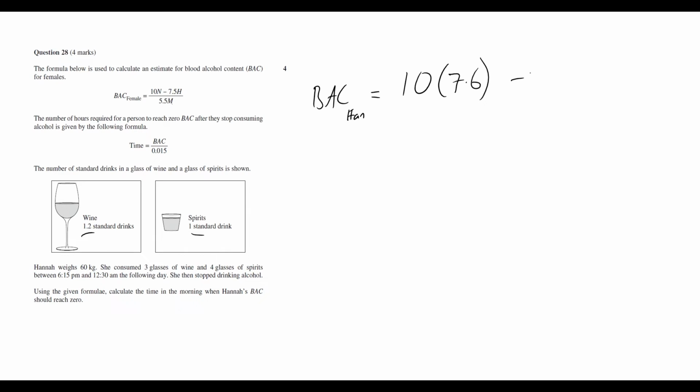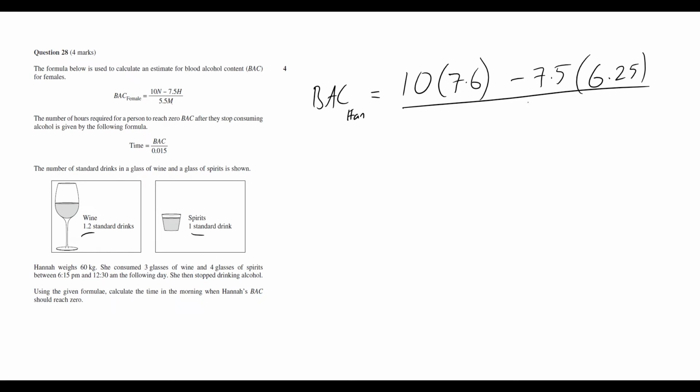So then, minus 7.5 times H. H is the number of hours that they were drinking for. So if she started at 6:15 p.m. and stopped at 12:30 a.m. the following day, that's a difference of 6 hours and 15 minutes. If we were to write that out as a decimal, that would be 6.25.